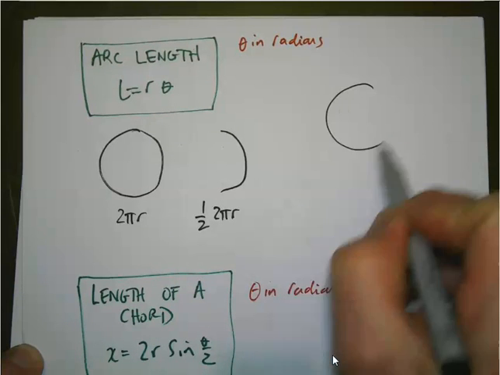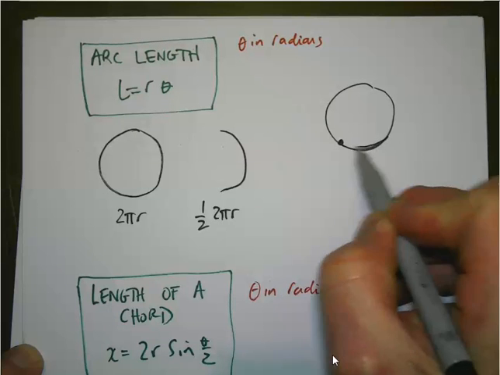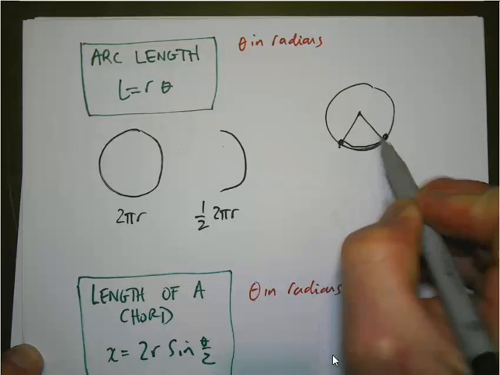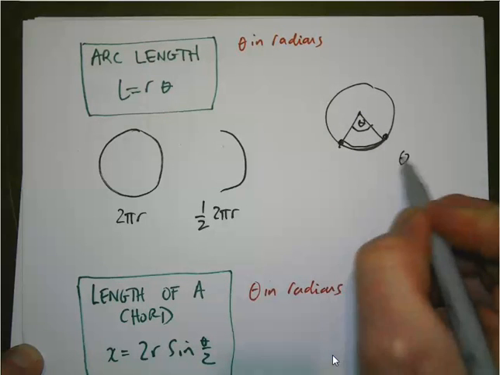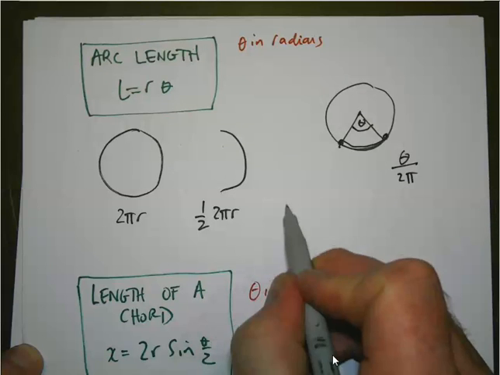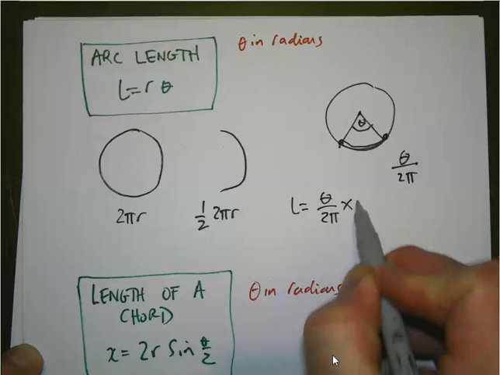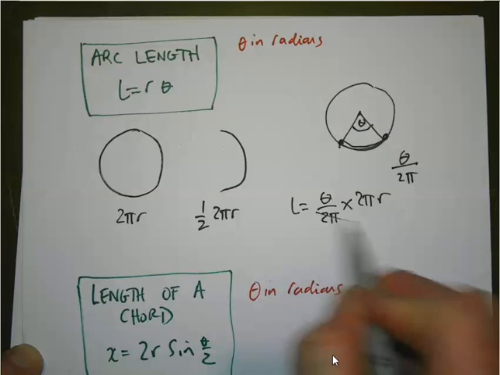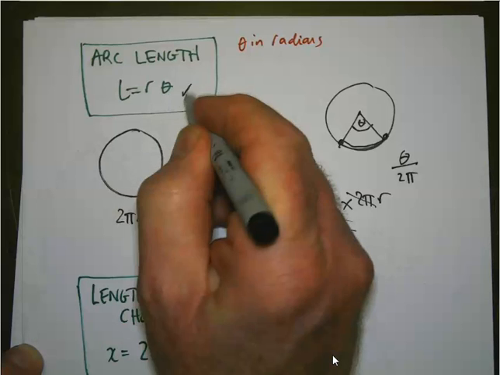When I have an arc that goes from there to there, then I've got this fraction of a circle, and that fraction will be theta out of a full revolution, which is 2 pi, so it's going to be a length of theta on 2 pi times 2 times pi times radius. The 2 pi's cancel to leave theta times radius, and there's my theta times radius.